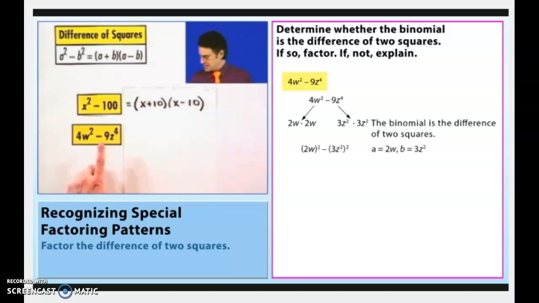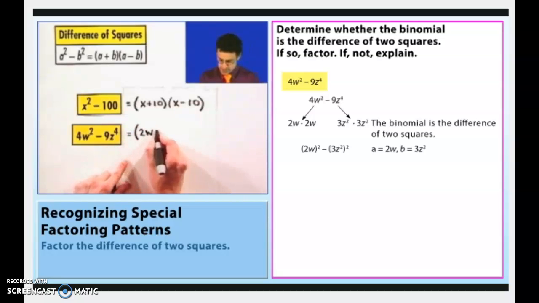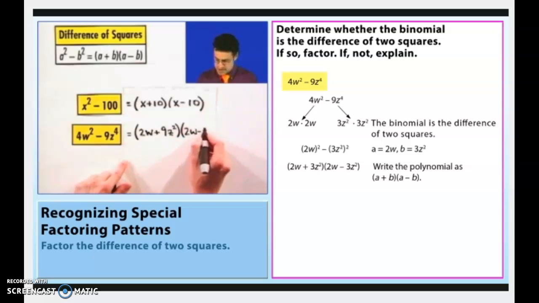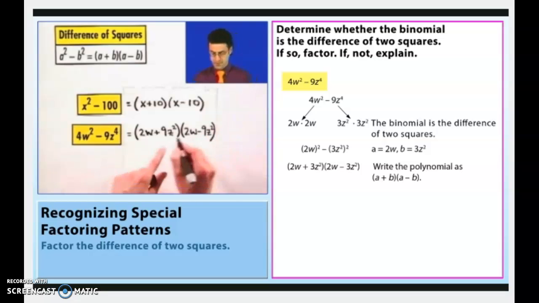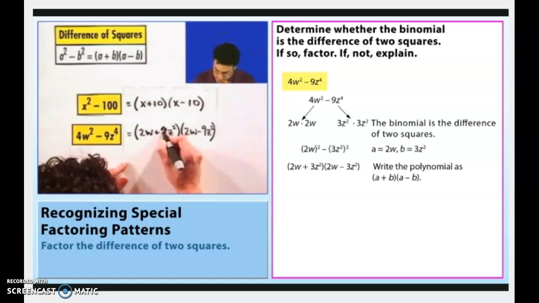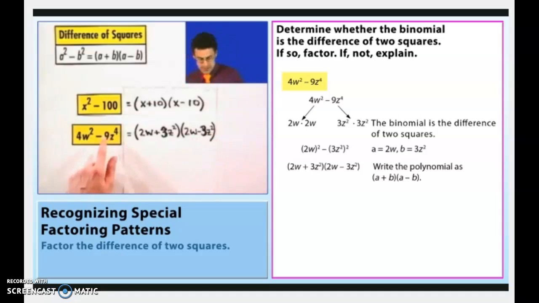You see? So here we can actually factor this as 2w plus 9z squared times 2w minus 9z squared. And if you FOIL that out, oh, typo. Why did you catch the typo? It's supposed to be 3. There we go. Because if you would check that, you would have seen that I was wrong. In fact, it's supposed to be 3, because that is 3z squared all squared.